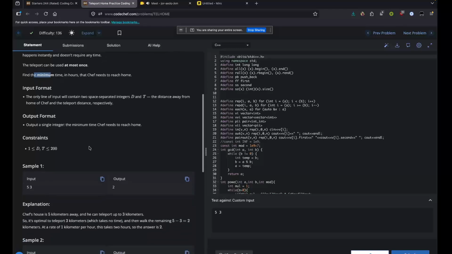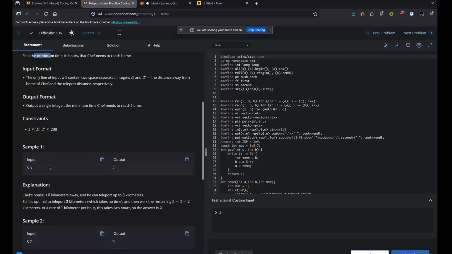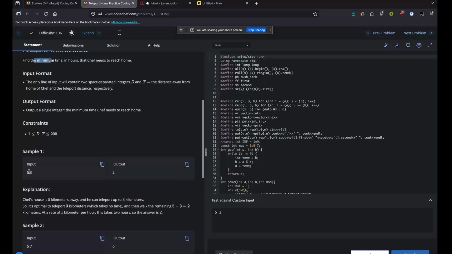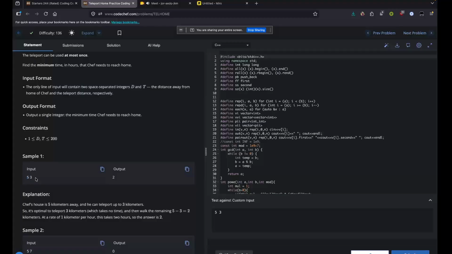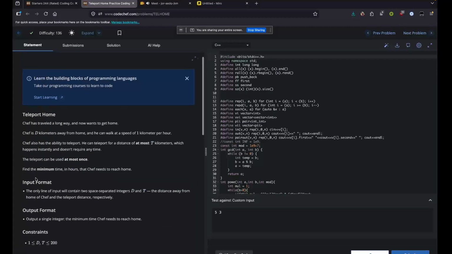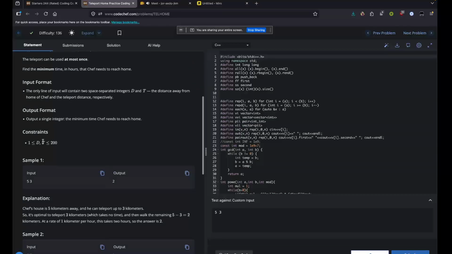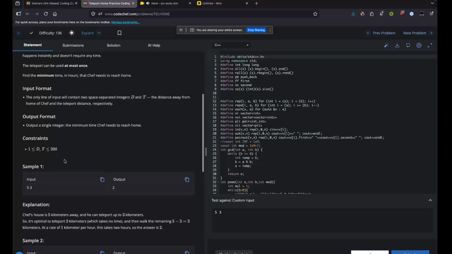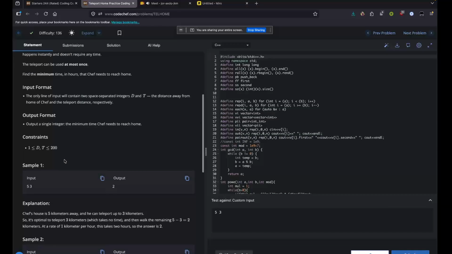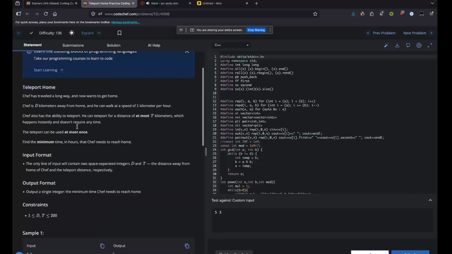So it's a pretty straightforward question. We are given D, the distance between his home and the position of Seth, and he has a power to teleport a certain distance, that is T, at most once. Can you share your approach? It is a very easy question.